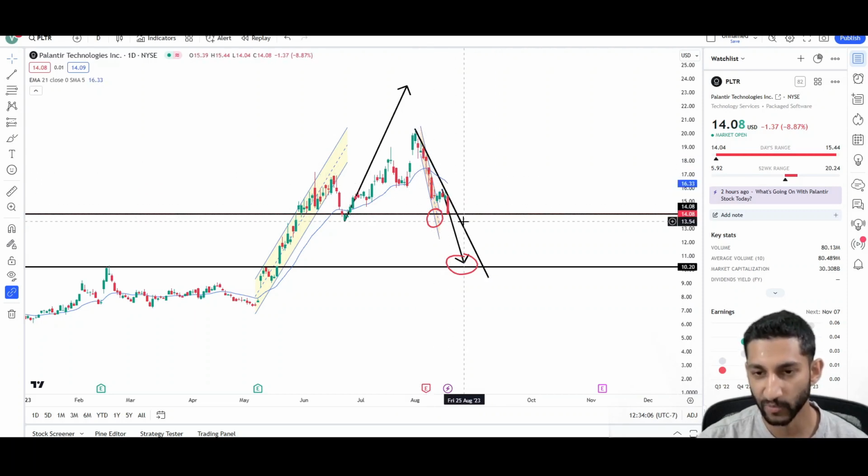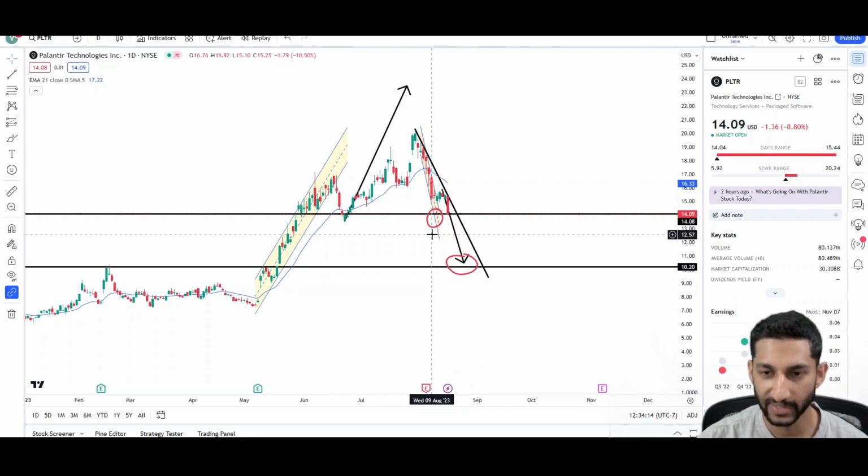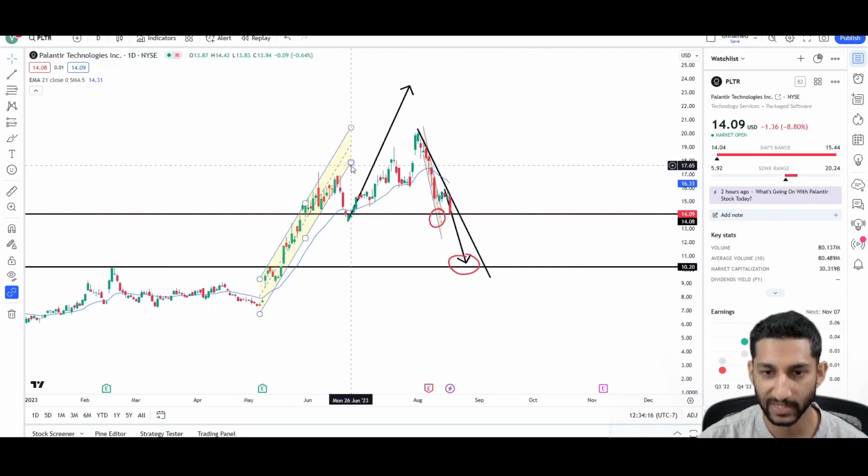This was a very strong move down, and everything else is pretty bearish across the market. We might see that second leg down to the mid $10 level. So we'll see what happens. But that's all I have for Palantir on the daily chart.